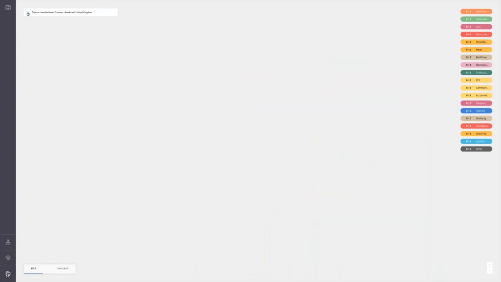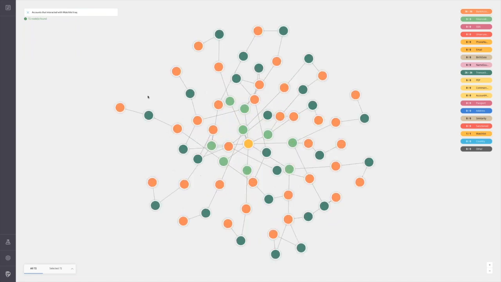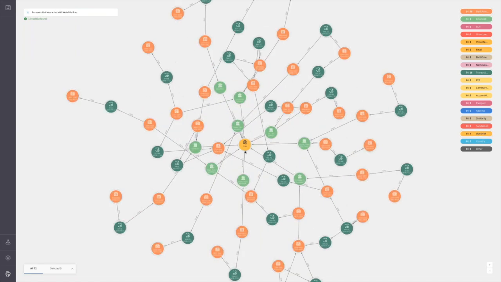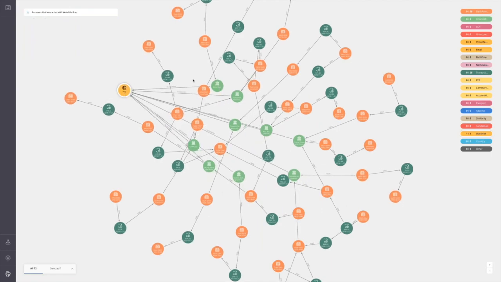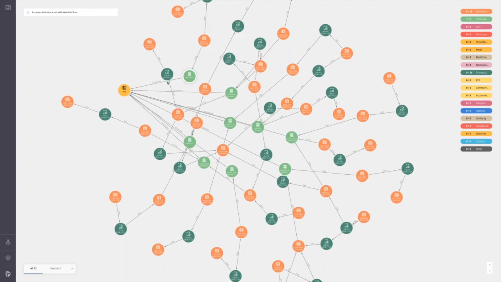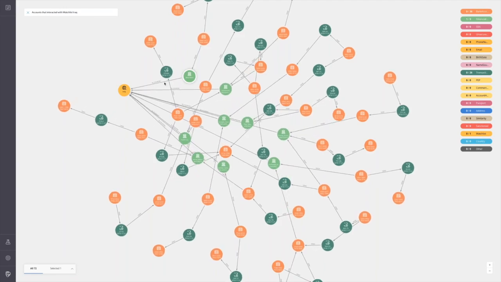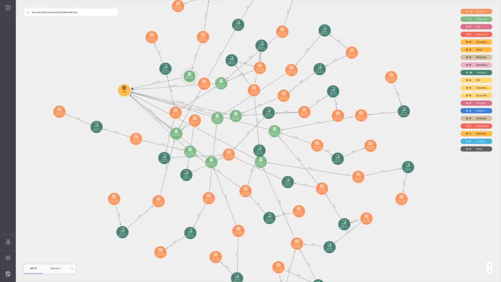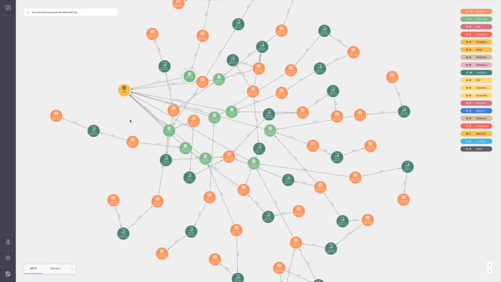We can also take a look at transactions that are happening with sanctioned or watchlisted countries. So we can take a look at accounts that have interacted with Iraq, for example. Okay, so here's Iraq. We can see all of the accounts that have sent transactions to banks that are located in Iraq or have received money from banks that are in Iraq.